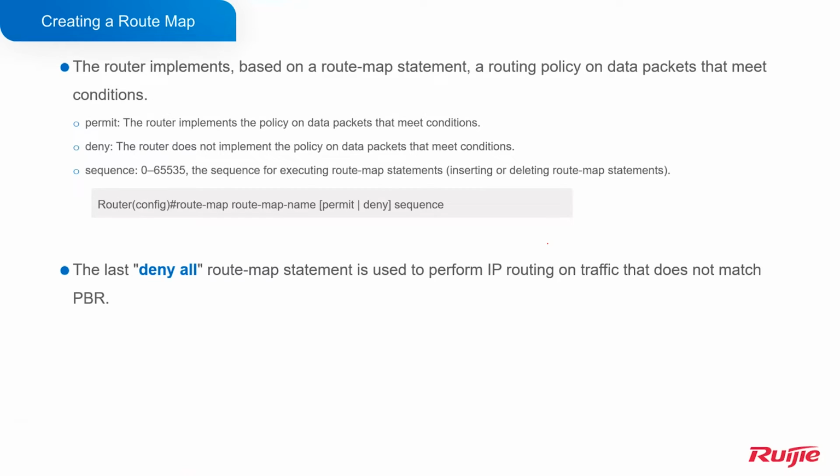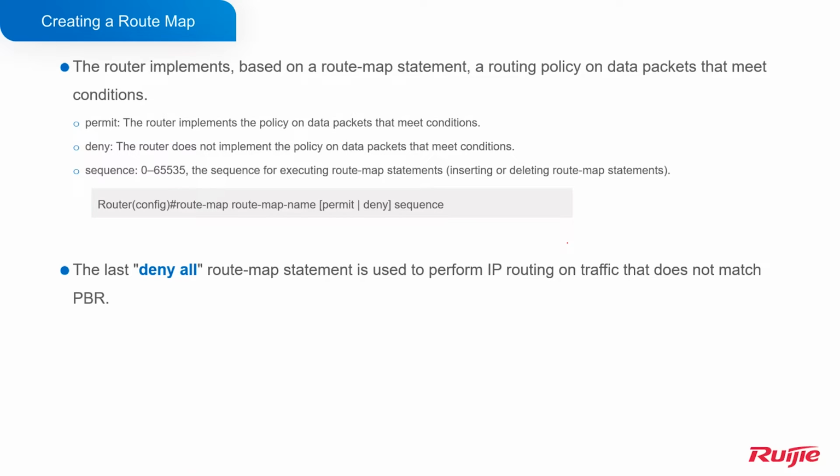Firstly, creating a route map. The router implements, based on a route map statement, a routing policy on data packets that meet conditions. If it's permit, it means that the router implements the policy on data packets that meet conditions. Deny means the router does not implement the policy on data packets that meet the conditions. And the last is the sequence. The range of the sequence number is from 0 to 65535. And the sequence is for executing route map statements. Here are the parameters you can see in this command.